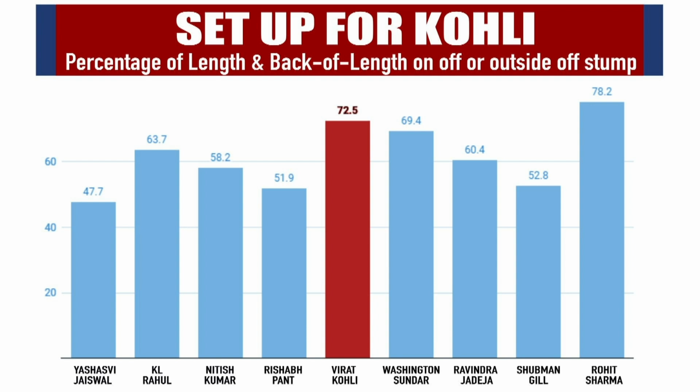Look at the percentages over here. This bar graph shows you the percentage of balls that the Indian batters faced which were pitched at the length and back of the length area outside the off stump. There you see, besides Rohit Sharma, it is only Virat Kohli who got the maximum percentage of balls that were pitched on the length or back of length. To be precise, 72.5% of the deliveries that Virat Kohli faced were length or back of a length deliveries.